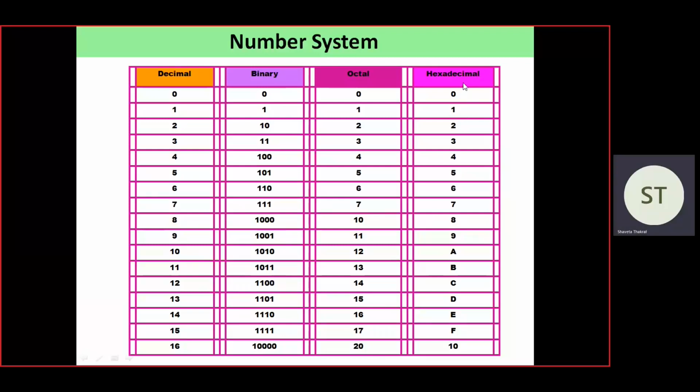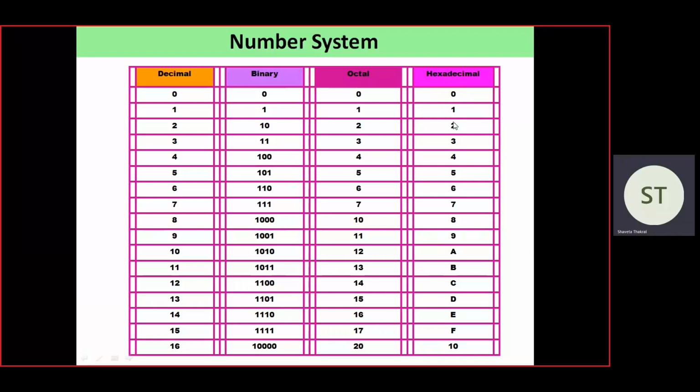And in the hexadecimal number system, the total unique digits are first 0 to 9 numerals, 10 numerals. Then after that we have 6 alphabets, A, B, C, D, E, and F. So these are the 16 unique digits in the hexadecimal. After F again we have 0, and 0 is put with the carry 1. So counting goes like this.